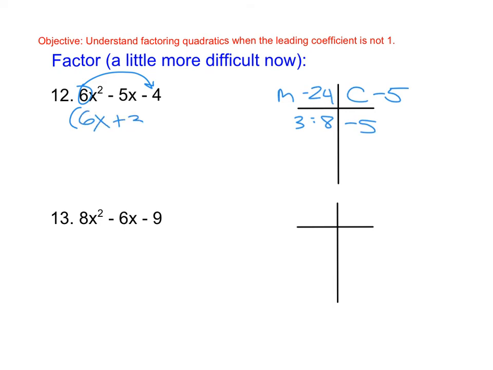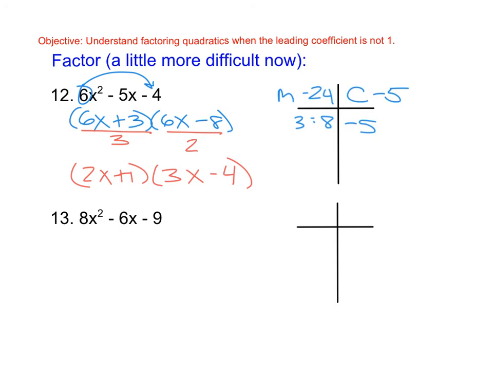6x plus 3, 6x minus 8. The first pair gets divided by 3. The second pair gets divided by 2. 2x plus 1 times 3x minus 4.